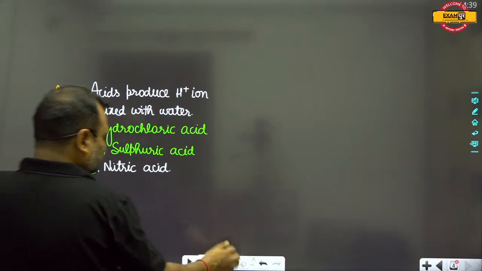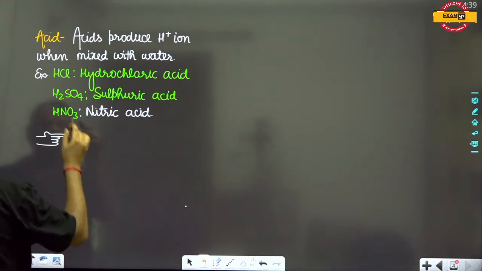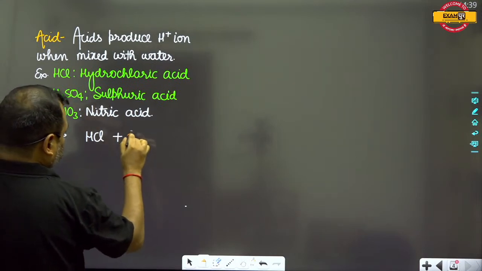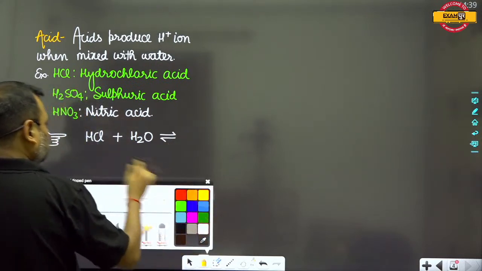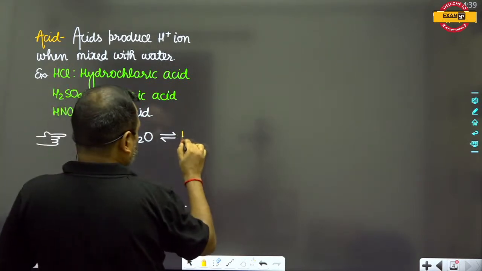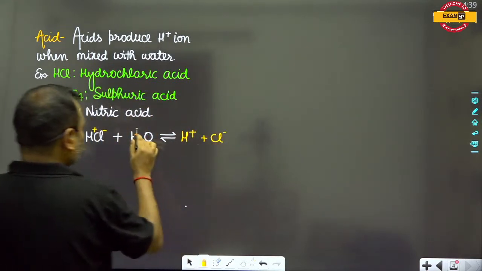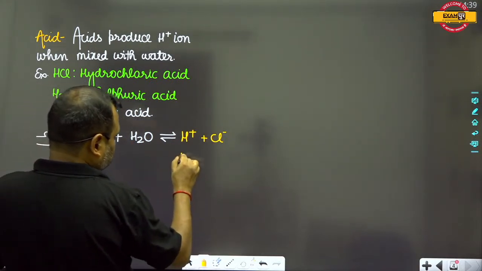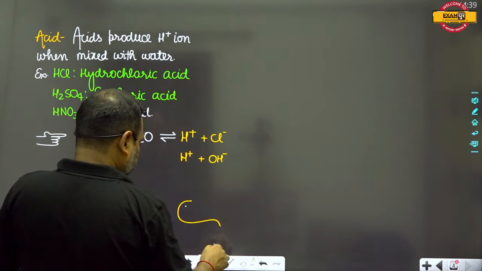When these acids are mixed with water, for example hydrochloric acid plus H2O, it dissociates into ions. So this is H plus and this is Cl minus, H plus plus Cl minus. And this water gets converted into H plus plus OH minus.